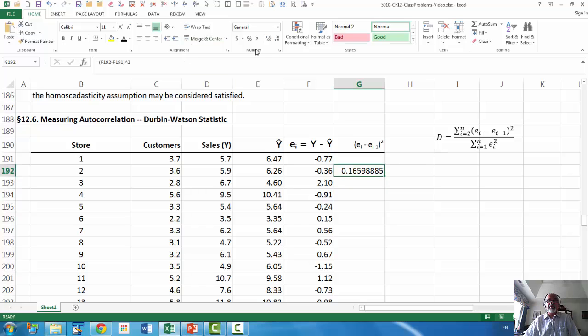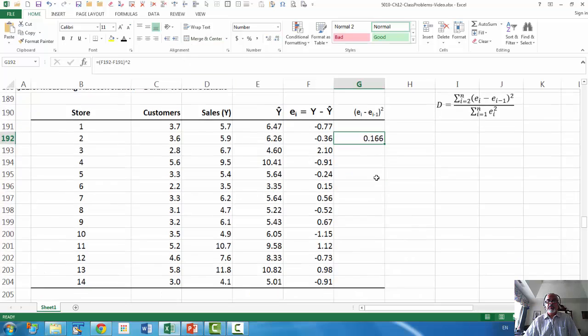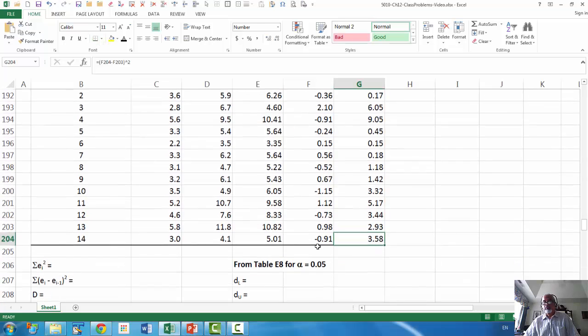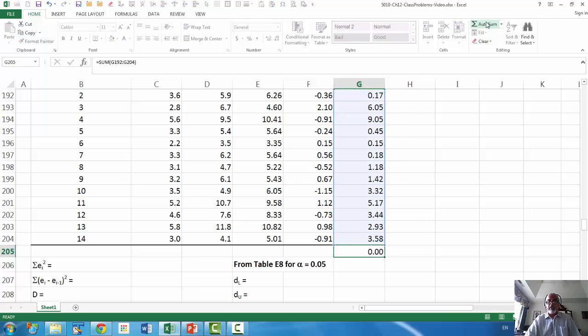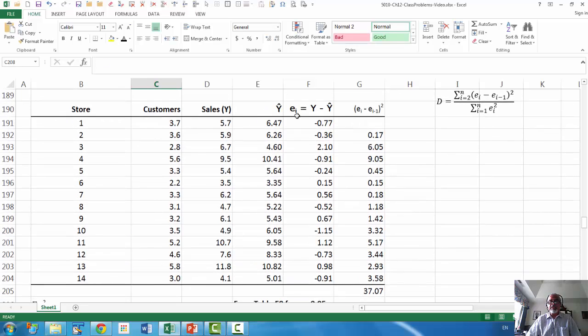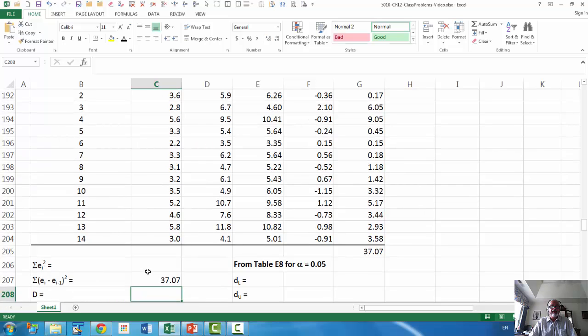Okay, now we can copy that like that, and if you sum it, okay, that will give us the numerator. And what about the denominator? Denominator is the sum of squares of these. So we can square each of these numbers and add them up. That will give us that.